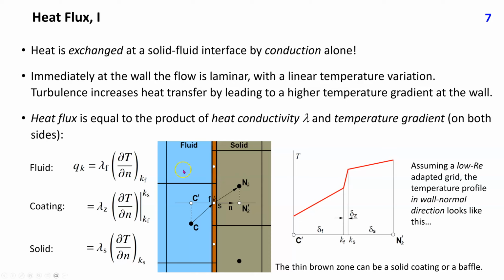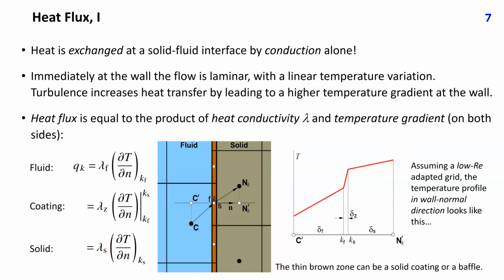Let's have a look at the situation shown in this figure. The thin brown layer can be a solid coating on a wall or a baffle between two fluids. In the immediate wall vicinity, temperature variation is linear within each material, as shown in this plot. The heat flux is the same at the interface between fluid and coating, and between coating and solid on the other side, or fluid if it is a baffle rather than coating. However, because the conductivity is different in each material, the slope in temperature variation is also different.